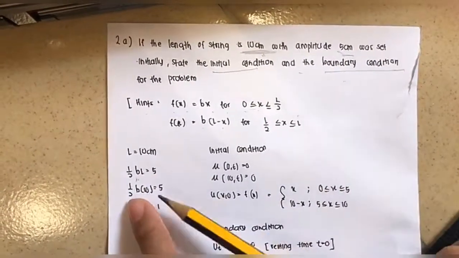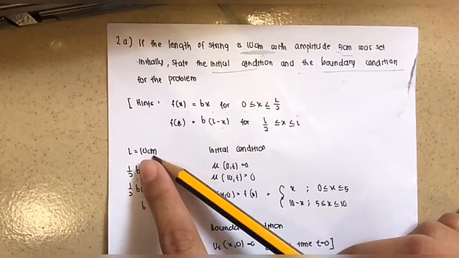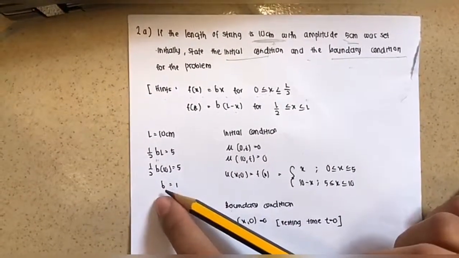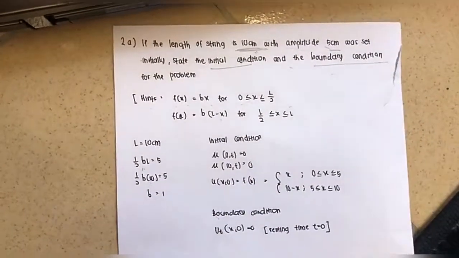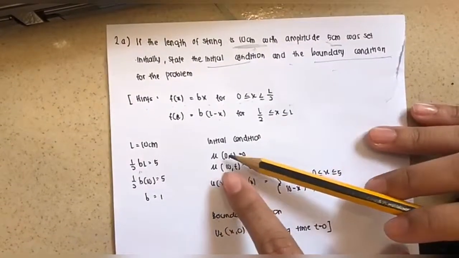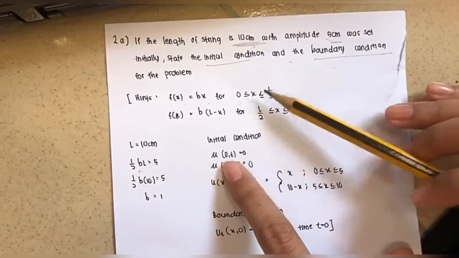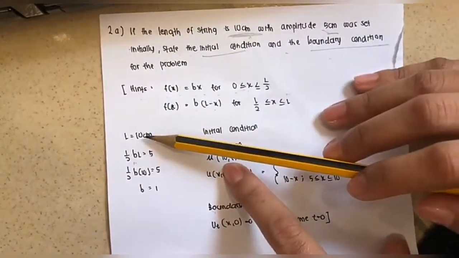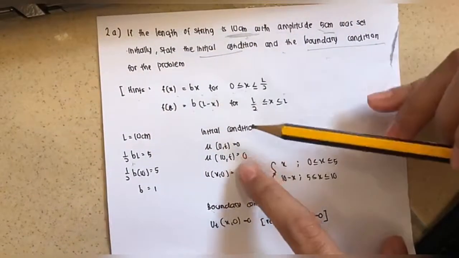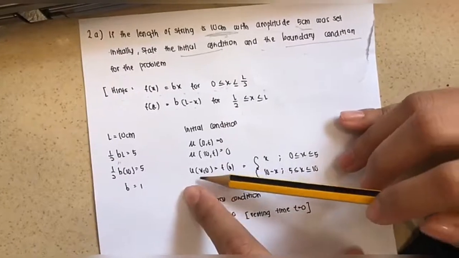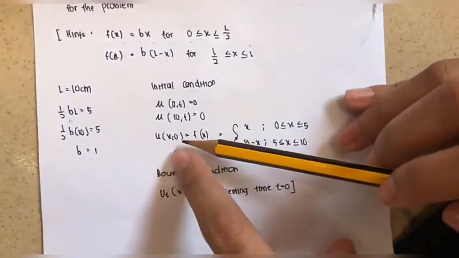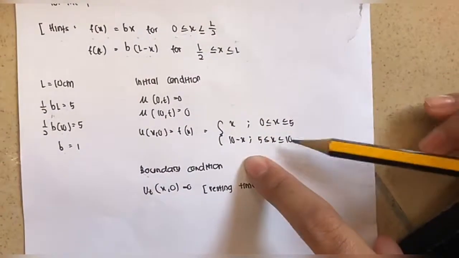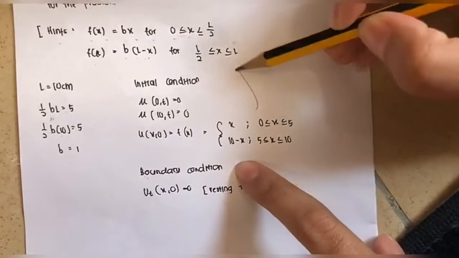Now we substitute the L that we got from the question, which is 10. 1 over 2 bL, which is 10, equals 5. So we get b is equal to 1. Now we are going to answer the question, which is the initial condition. The 0 we get from the initial, and the 10 is from the maximum length that we got. So both are equal to 0, and here we got u(x, 0) equal to f(x). Here is the function and limit that we got from here.